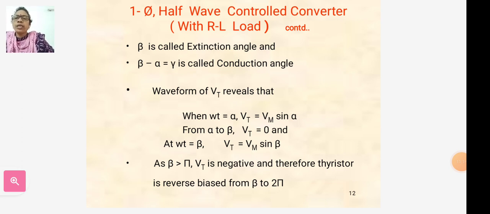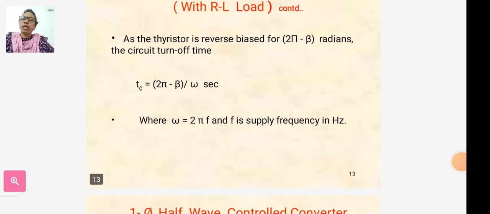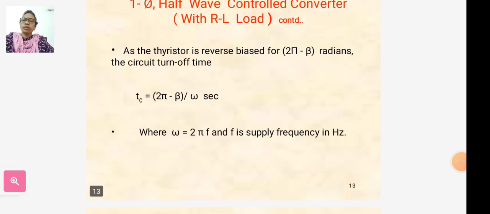The waveform of V_T reveals that when omega t is equal to alpha, V_T is equal to V_m sin alpha. From alpha to beta, V_T is equal to 0, and at omega t equal to beta, V_T is equal to V_m sin beta. As beta is greater than pi, V_T is negative and therefore the thyristor is reverse biased from beta to 2 pi. These are the equations for the thyristor being reverse biased for 2 pi minus beta radians. The circuit turn off time is t_c equal to (2 pi minus beta) by omega in seconds, where omega is 2 pi f and f is the supply frequency in hertz. Already we know about this one.